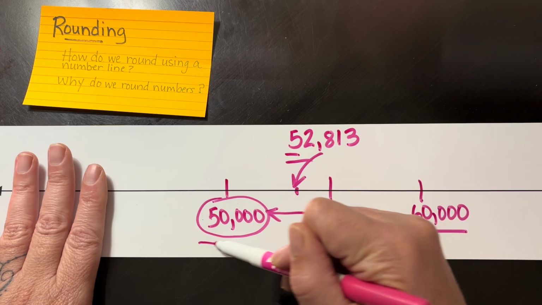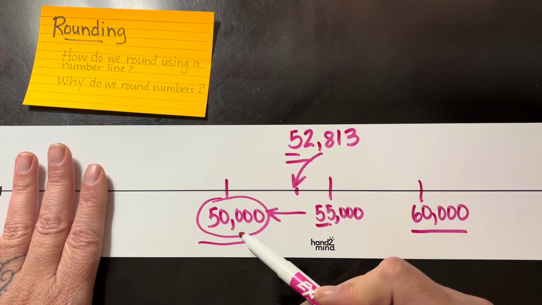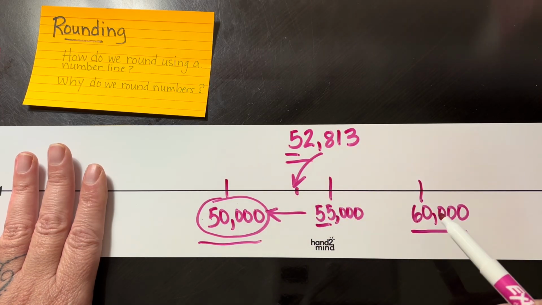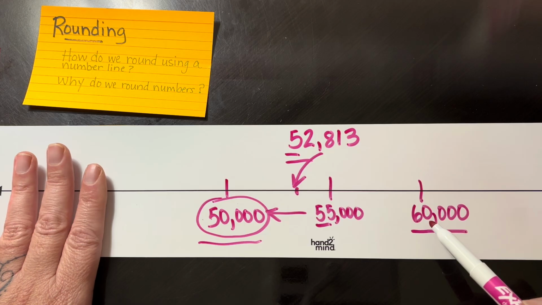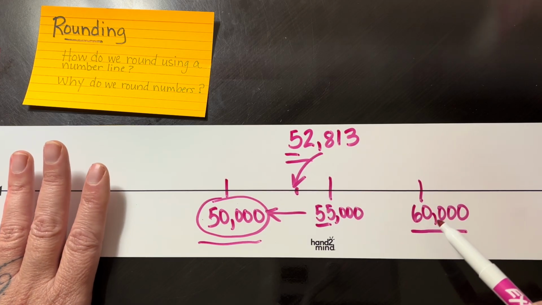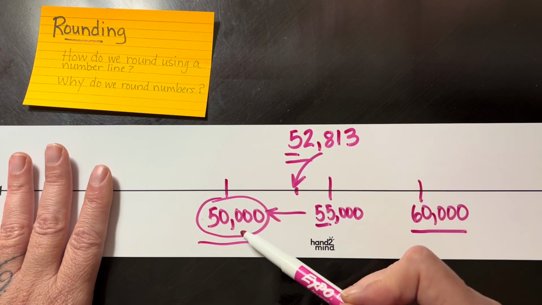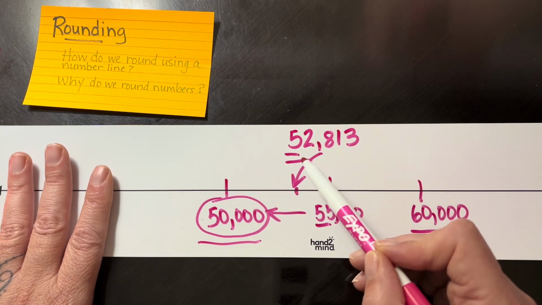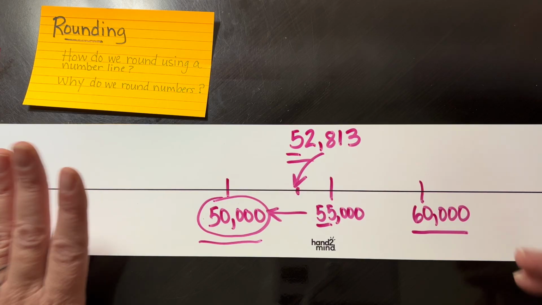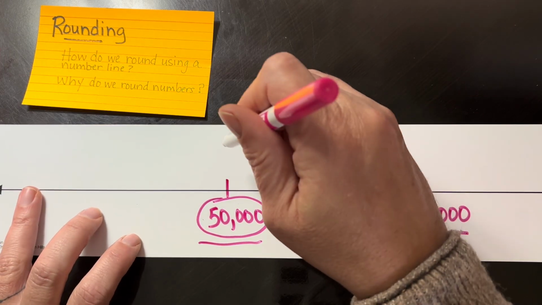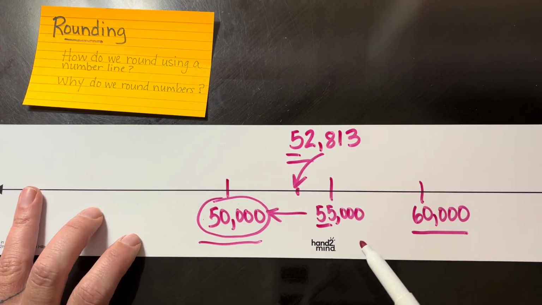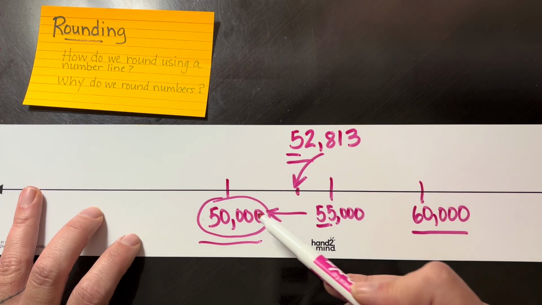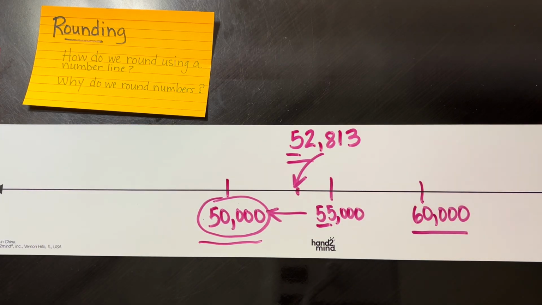Here's something important for kids to understand. When we're rounding to the nearest 10,000, these are the only two options. The answer must be either 50,000, a little bit less, or 60,000, a little bit more. That's it. If 52,000 fell on a number line, these would be the two 10,000s that would be on either side.